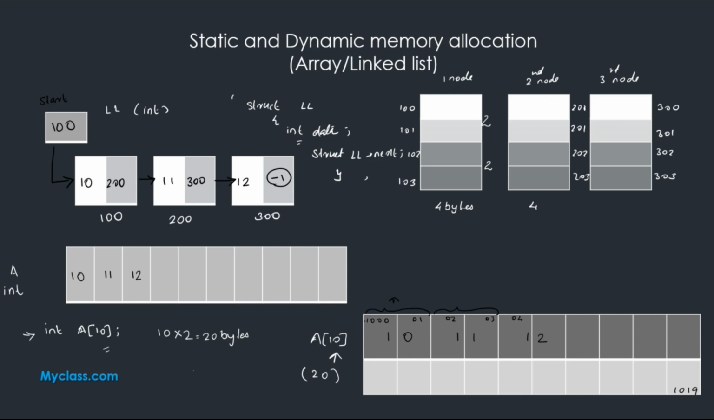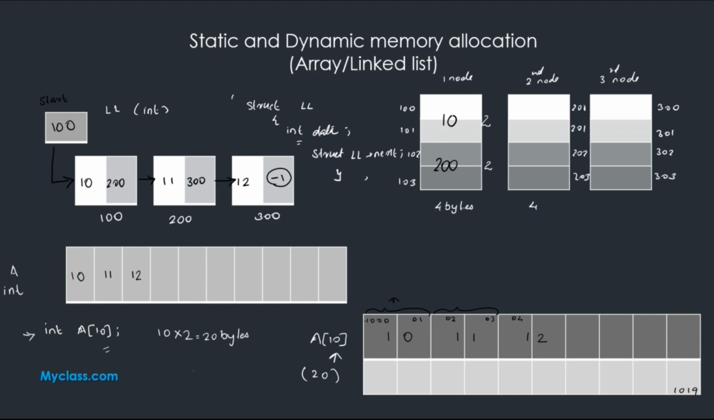Okay, for the null value, our memory data should be like this. These 2 bytes are for saving the value 10, and these 2 bytes are for storing the memory address of the second node, that is 200. Okay, so 2 bytes are needed to store an address value.